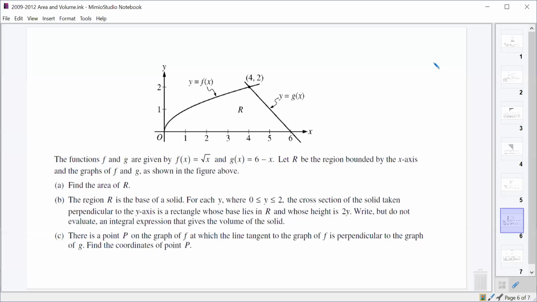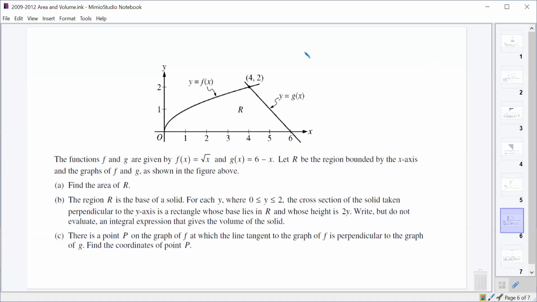So let's first take a look at part A here. We've got two different functions, square root of x and 6 minus x, which they've given us a point of intersection for, of 4, 2. And then we've got the region R that's bounded by those and the x-axis. We want to find the area of R.